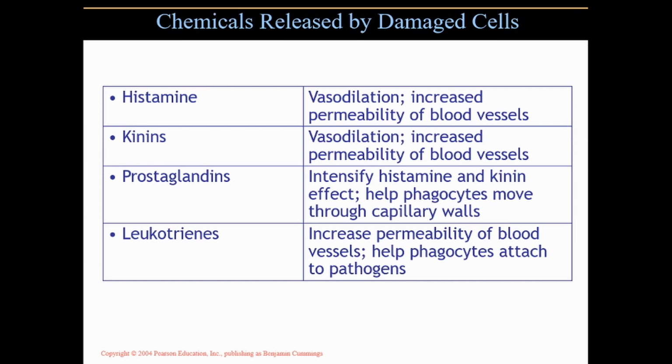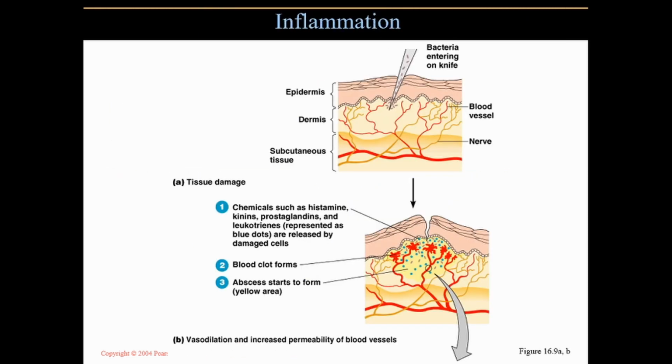So it's a multi-step process that occurs when we do become injured, such as bacteria entering through a knife wound or a scratch or something like that. But as you'll notice in all four of these, as you read through one of their purposes, it's all about vasodilation, increased permeability, assisting the phagocytes getting to the site of the injury or damage that has been done.